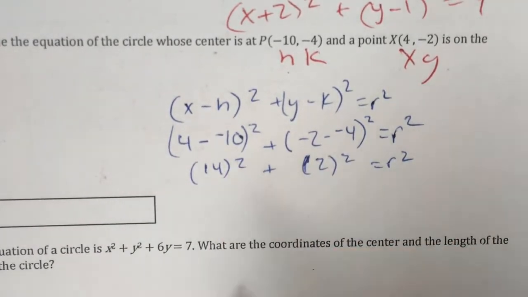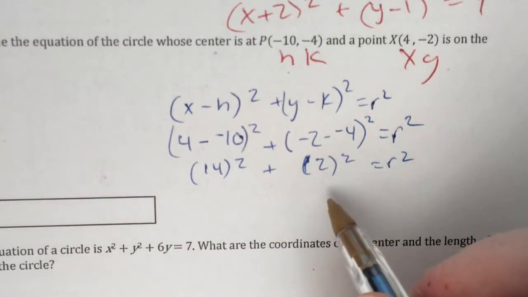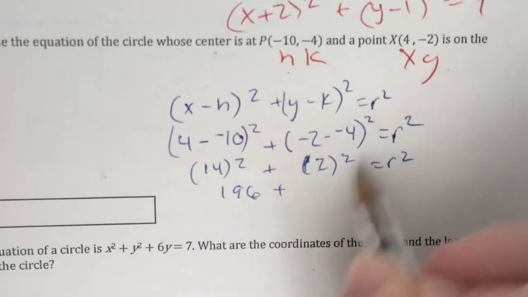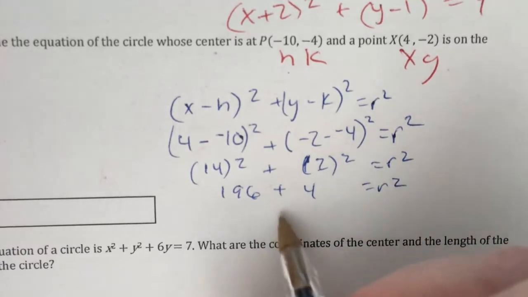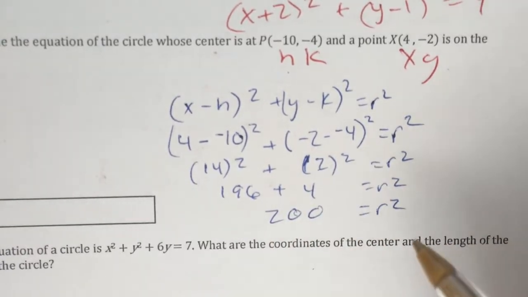And when you square these, you're always going to be positive. So if that was a negative 14, or let's do this one, if this was a negative 2, when I square it, it's going to be a positive 4 no matter what. So 14 squared, you get 196. 2 squared, that is a 4. And you get 200 is equal to r squared. Now you could go the extra step and find r, but why bother?